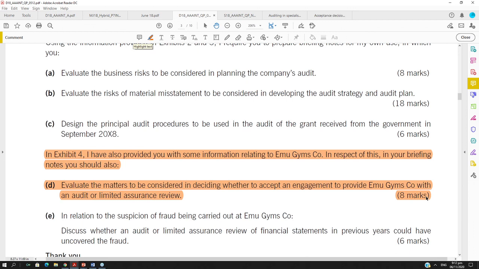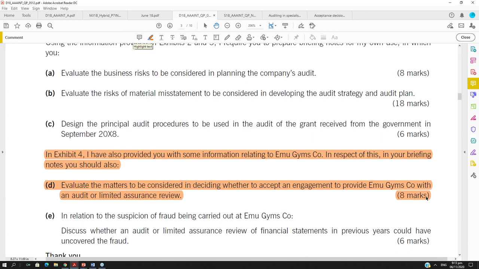Right, so is the examiner asking us to accept an engagement from Emu Gyms Company with an audit or limited assurance review? Emu Gyms Company is a new audit client for us. When you read the case, you will realize it's a new audit client, and they want you to offer them either the audit services or the limited assurance review. Any of those services you can offer them. Either you offer them an audit service or a limited assurance review because it's a small company.